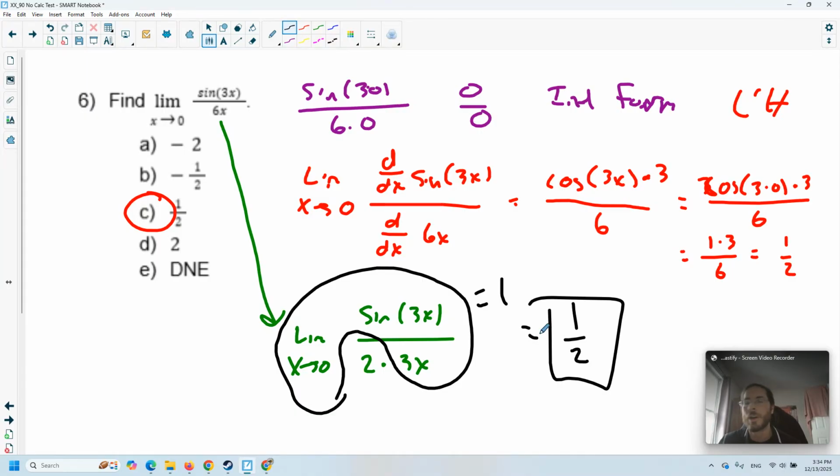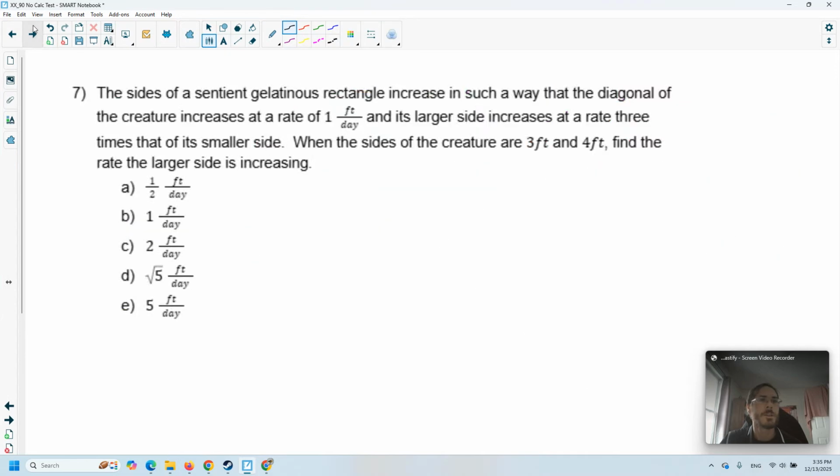So I did the L'Hopital way since we're in the L'Hopital section. But remember, L'Hopital is a limit technique, so you can use any of your old limit techniques if they work, or you can use the new one. And then we're at the end. So we're at question 7.